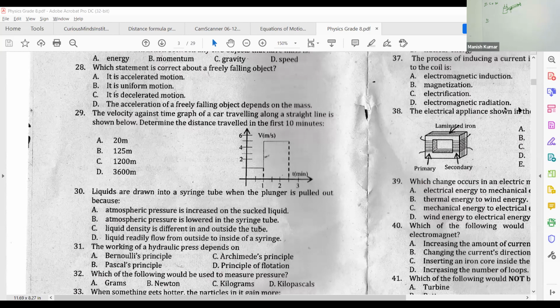Question number 32. This is a very simple question. The correct answer is D, kilopascals, because grams is used to measure mass, Newton is used to measure force, kilograms, mass. So Pascal is pressure. So kilopascal is also pressure, right? All right, so that's the end of the 32nd question.